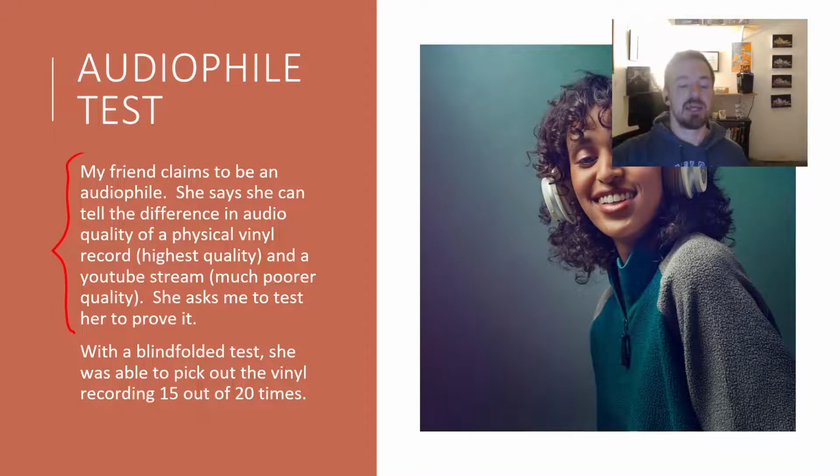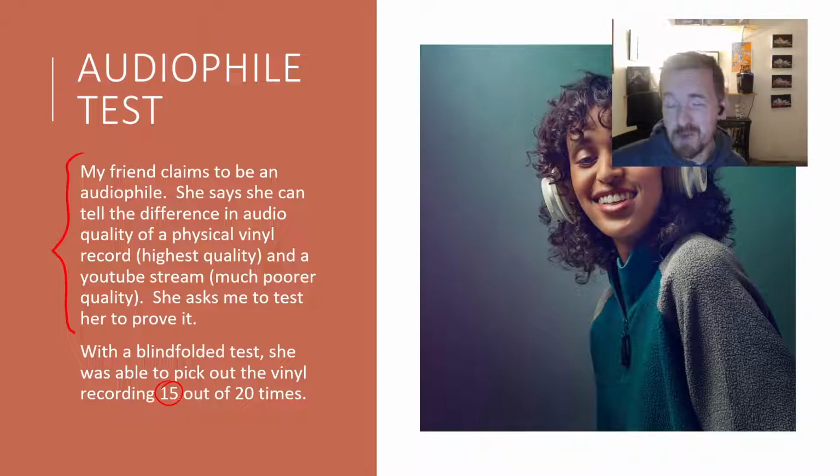So I do that, and she's able to tell, out of those 20 times, 15 times are correct. So 15 out of 20 times she was correct in choosing the vinyl recording. So, again, does that mean that she is actually an audiophile and can tell these really small differences in the audio stream? Or did she get lucky? Because if it's 50% chance, then that means that we can expect that she would get 10 out of 20 correct just by chance.